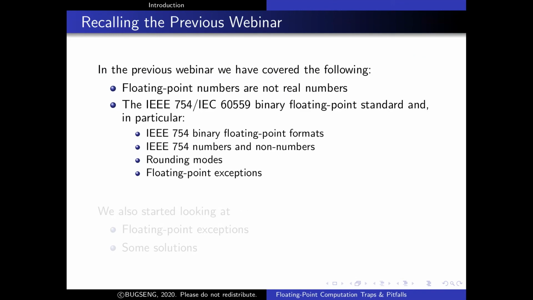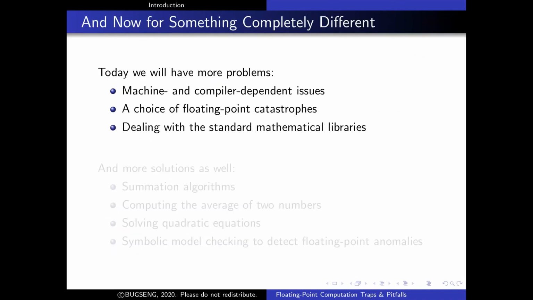One important thing that we discovered is that the standard specifies that arithmetic operations are performed as if they were done on the reals, and the real result is then rounded according to the rounding mode in force at that time. We also started looking at floating point exceptions, and we have seen that there are some solutions. We will go deeper into solutions today. So we will have more problems today.